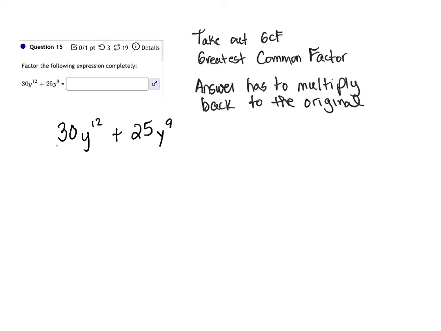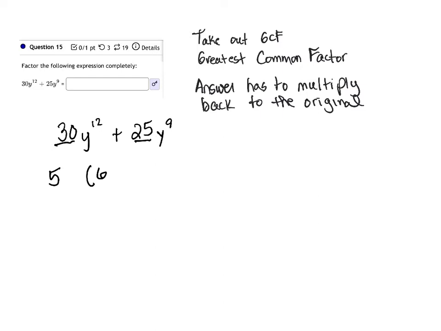So looking at the 30 and the 25, 5 is the biggest number that will divide evenly into 30 and 25. I'm going to leave a little space there because if I divide 30 by 5, I'm going to get 6. And if I divide 25 by 5, I'm going to get 5. So now we've got to look at the y's.